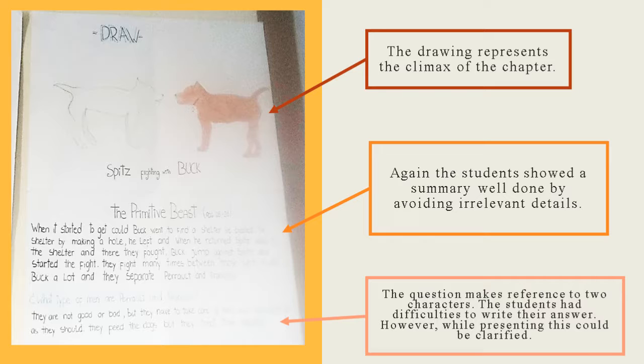Here they wrote about the first fight between the main character, Buck, and the antagonist, Spitz. The drawing helped us to understand what the summary is about. As you can see here, we have the two dogs. And the question makes reference to two characters of the book, Spitz and Buck. And as the previous question, this one is also to guide the students to comprehend implicit information.